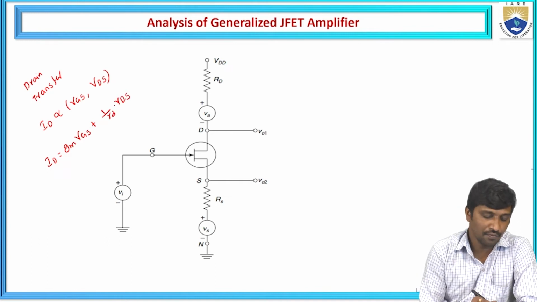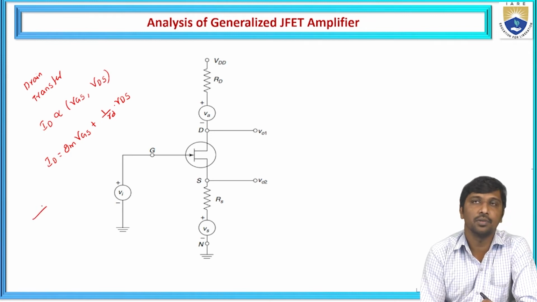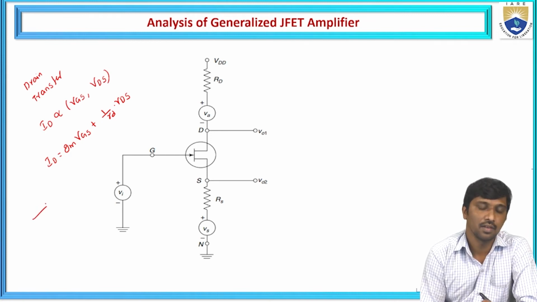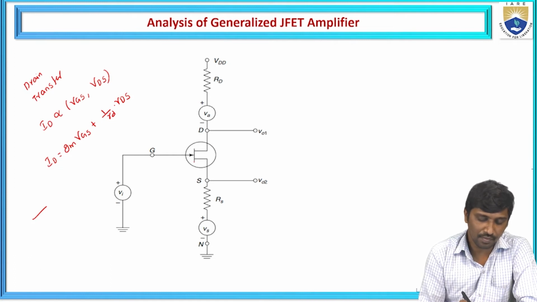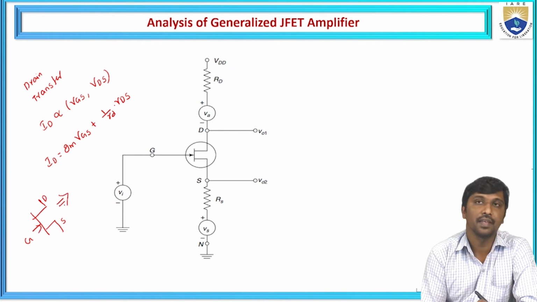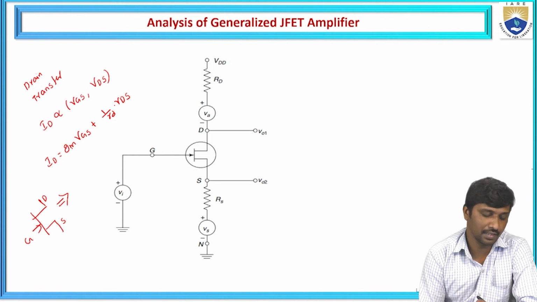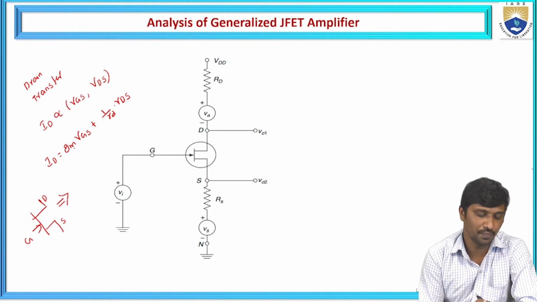From this representation, we know the JFET symbol. Let us consider this as the gate, the drain, and the source. It should be converted into a small signal model based on this mathematical representation: ID is equal to Gm times VGS plus 1 by RD times VDS.